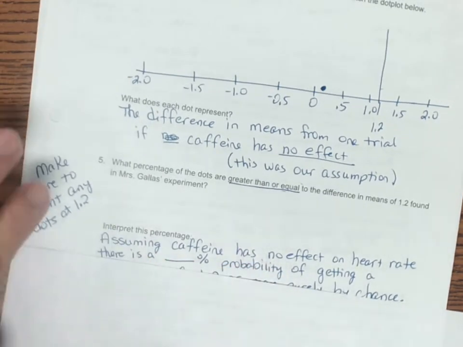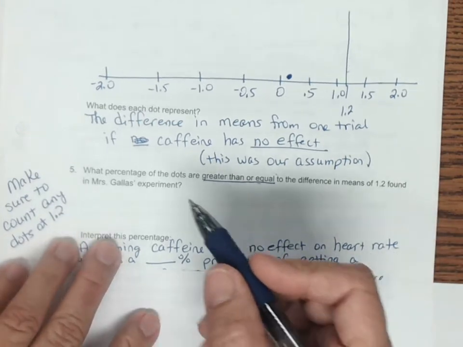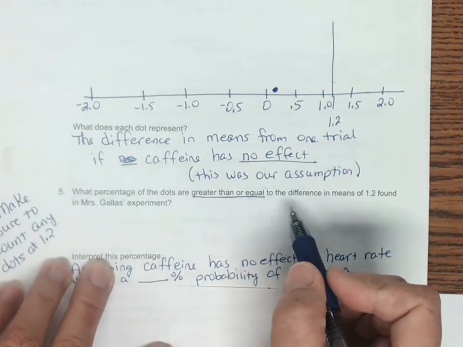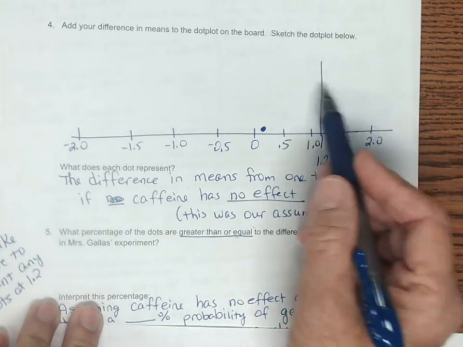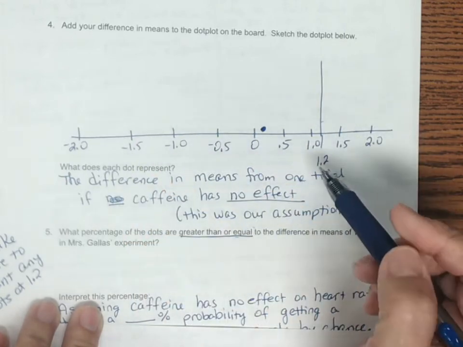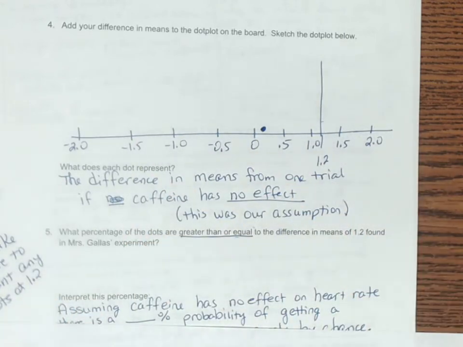So again, we want to make sure we're counting the dots at 1.2. And if I want to find the percentage that are greater than or equal, I count all the dots over here and divide by the total number of dots. Okay, so I'm trying to find that difference there. Okay, let's see what happens.